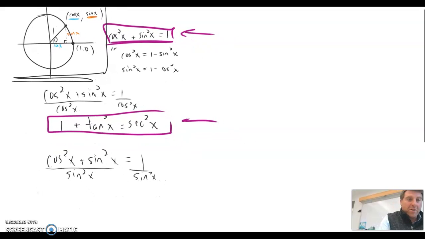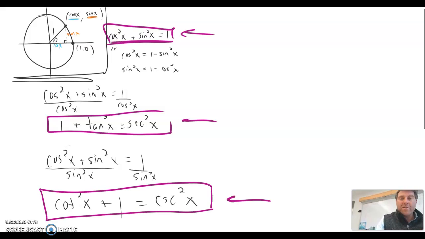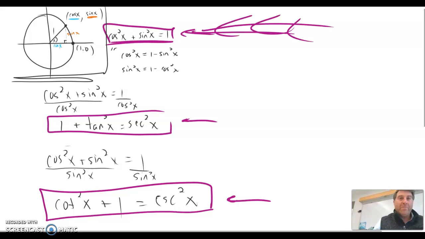And what we get is, well, cosine squared over sine squared. Well, cosine over sine, that's cotangent. So cosine squared over sine squared, that's going to be cotangent squared. Plus, now sine squared x over sine squared x, well, that's just 1. And on the right, 1 over sine, that's cosecant. So 1 over sine squared of x is cosecant squared of x. And that is our third version of the original. Same, just we're dividing through by sine squared. Same as the original Pythagorean identity.